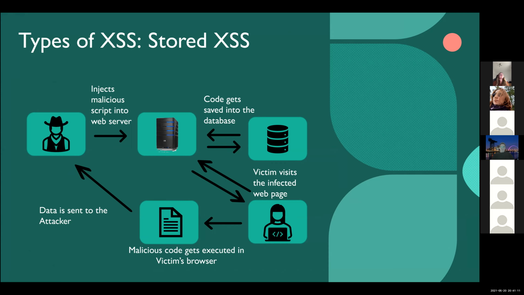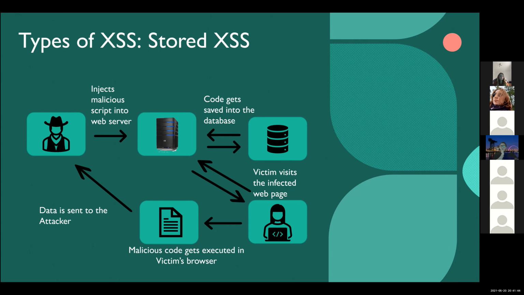So in this example that we have here, the attacker injects malicious script into the web server. The code is saved into the database. The victim then visits the infected web page and makes a call to request data from the database. The action then executes malicious code into the victim's browser, and the attacker then gets hold of the victim's data.